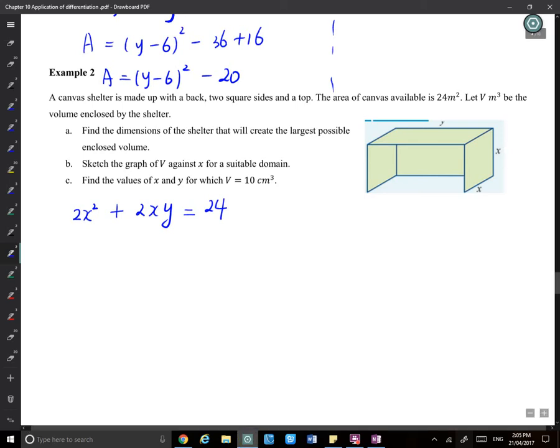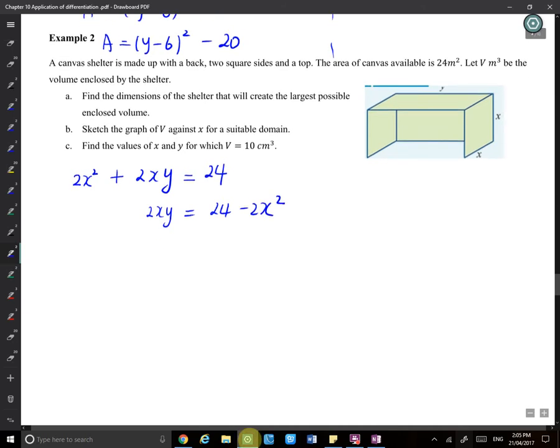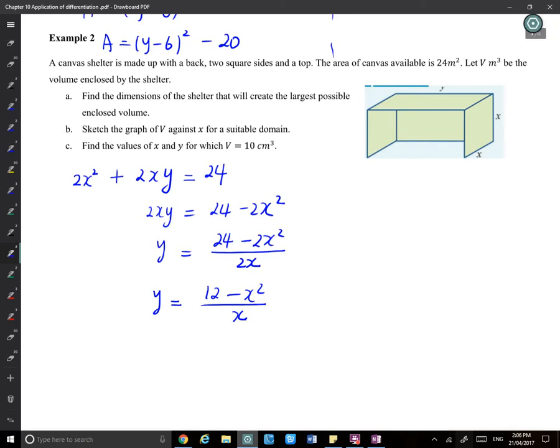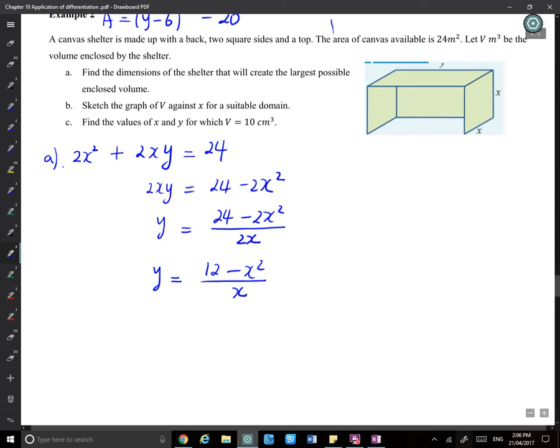So what does Y equal to? 2xy equals 24 minus 2x squared. Y will equal 24 minus 2x squared over 2x. Y will equal 12 minus x squared over x. Okay, first, tell me what, well, that's the next question. I will keep it for the next. That's the relationship between X and Y.